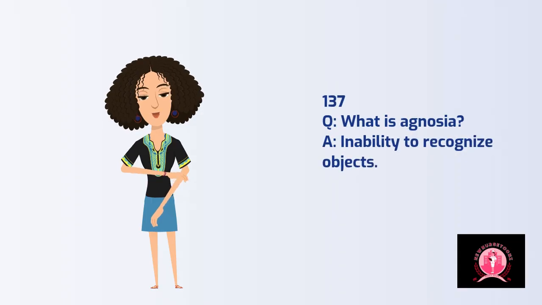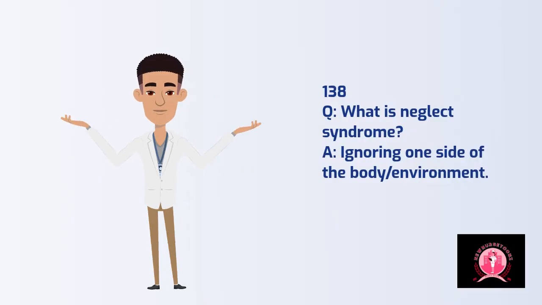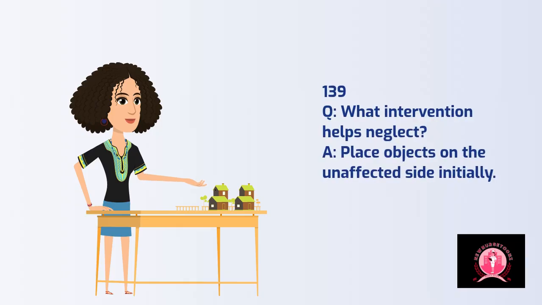137Q. What is agnosia? A. Inability to recognize objects. 138Q. What is neglect syndrome? A. Ignoring one side of the body or environment. 139Q. What intervention helps neglect? A. Place objects on the unaffected side initially.